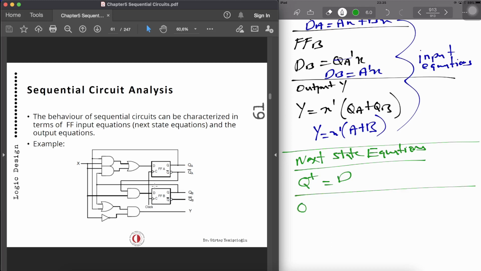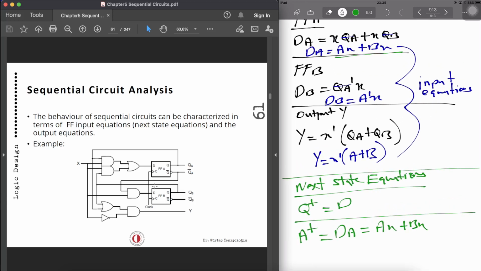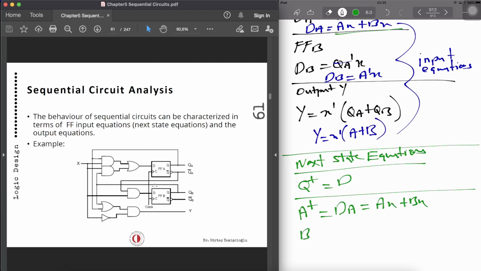So let's say I want to have a next state equation, which is going to be DA, which is going to be AX plus BX, as we have found it over here. Then B plus is going to be DB, and this is going to be A prime X. And Y is written as it is, X prime A plus B, as there are no flip-flops.